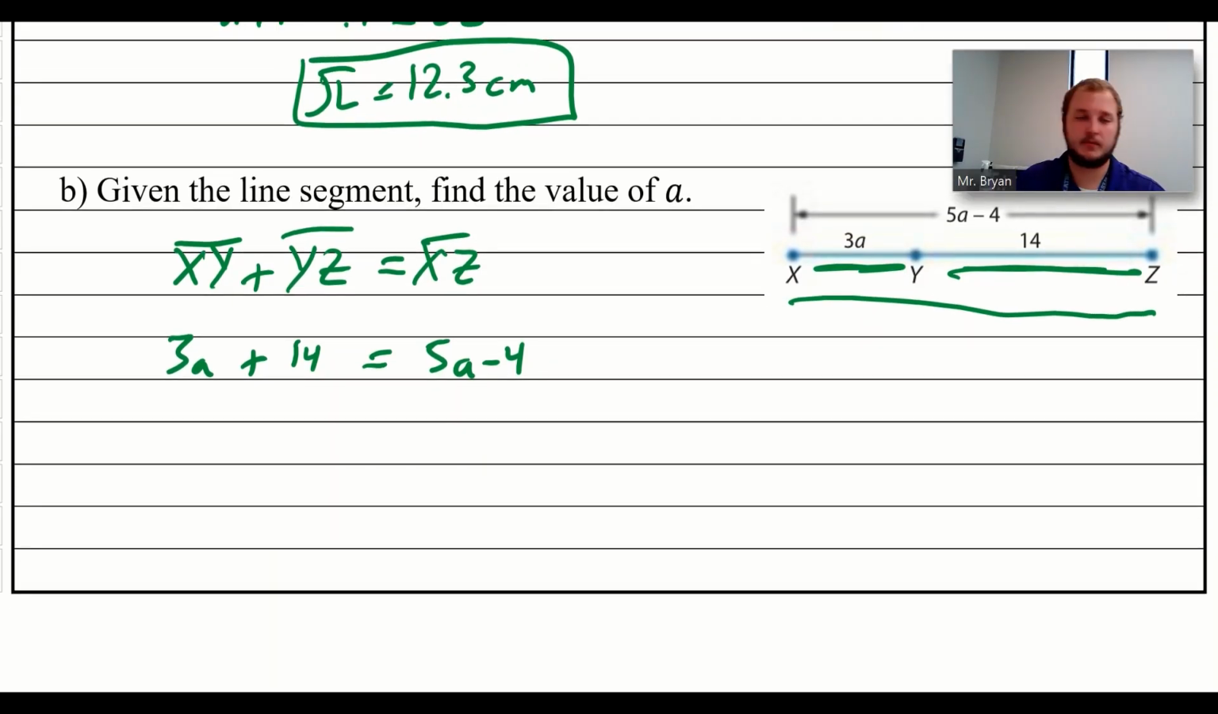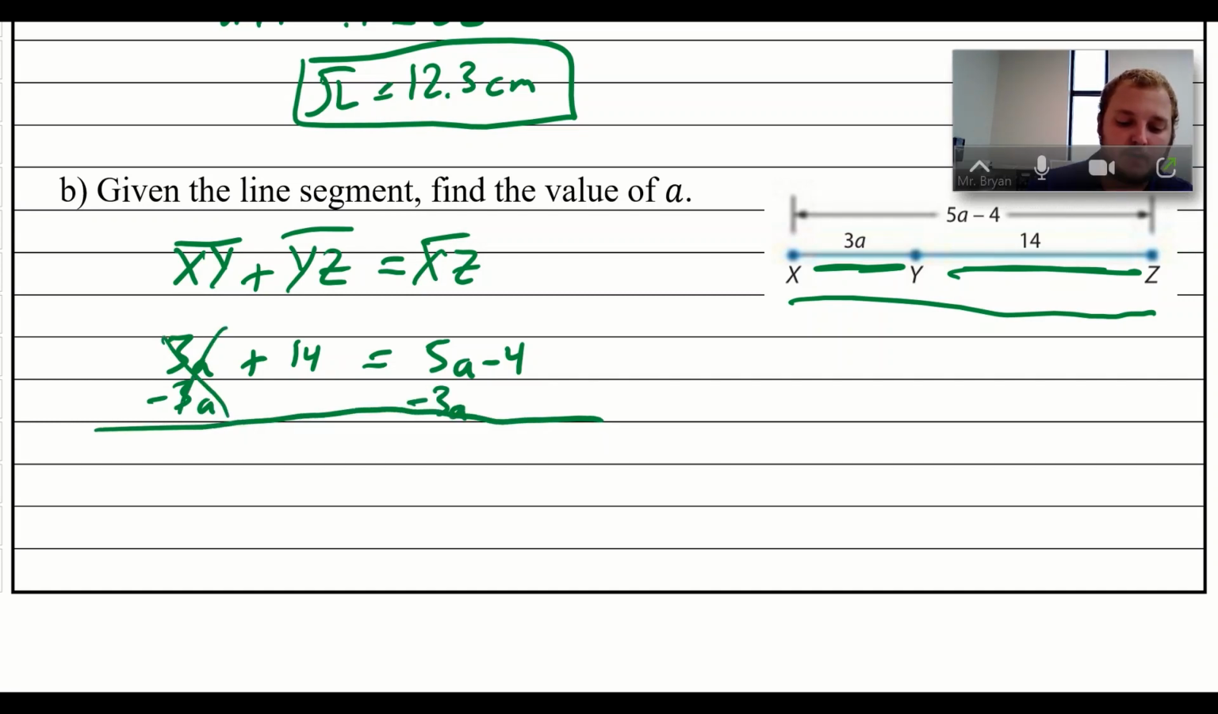First step, multiple choices here. My recommendation would just be to get variables on one side, numbers on the other. So I have a positive 3A over here. I want to get rid of that. So what do I do with that? I subtract 3A. What I do to one side, I have to do to the other. When I do that, these cancel, leaving me with 14 equals.